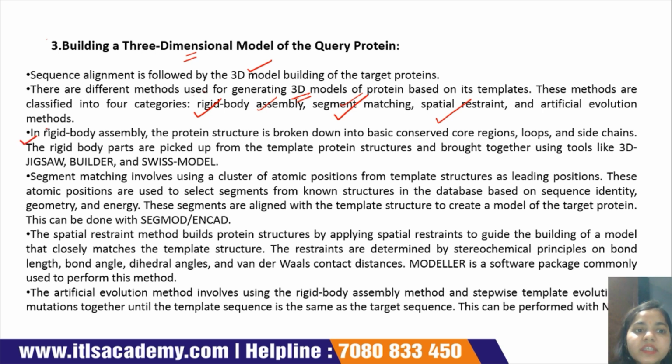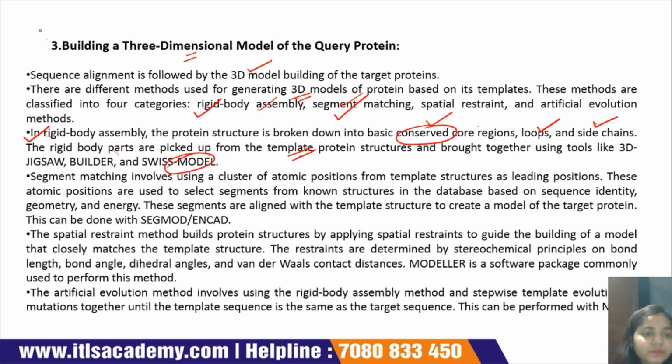First is rigid body assembly. In rigid body assembly, the protein structure is broken down into the basic conserved core region, loops, and side chains. These rigid parts are picked up from the template protein and brought together using a tool like 3D-JIGSAW, Builder, and Swiss-Model.